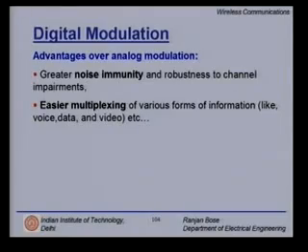Now let us switch gears and move over to digital modulation, and we remember from last class that there are some important advantages over analog modulation techniques. First of all, there is greater noise immunity in the case of digital modulation techniques and robustness towards channel impairments. It is found that most of the digital modulation techniques perform better in fading environments, which is the normal scenario in most of the wireless communication scenarios.